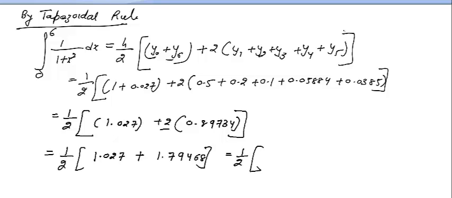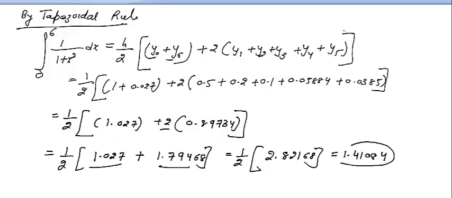Now you will add these two values plus 1.027, so you will get 2.82168. When you divide it by 2, you will get approximately 1.41084. So this is your value of this one.